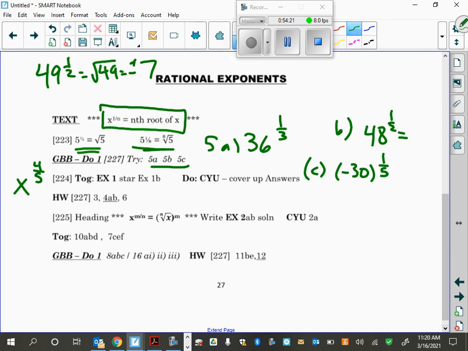Make sure you're on the right track. 36 to the 1/3 is the cubic root of 36, and nothing else to do. 5 seconds to do B and C. 5, 4, 3, 2 and a 1. Anything to the 1/2 means square root. Square root of 48, and you know what to do with that. But you don't have to on this one. It just says rewrite it.